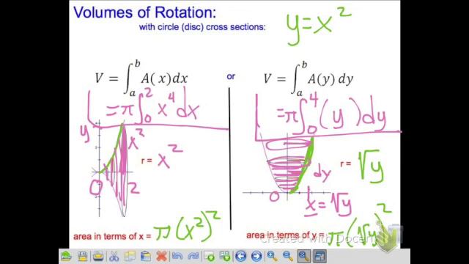Notice also that these volumes are not going to be the same. These are just a completely different shape, and so they're going to be giving us different values. We have to be careful to rotate them in the direction that the instructions in our problem tell us to rotate them.